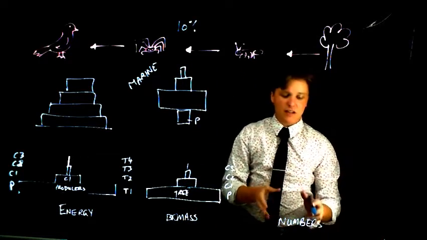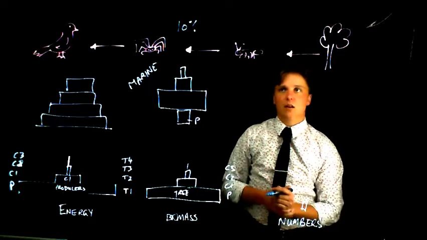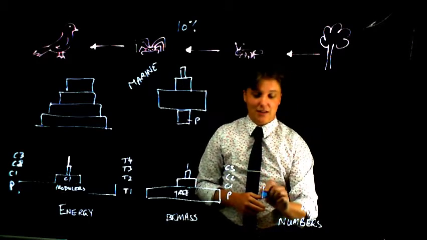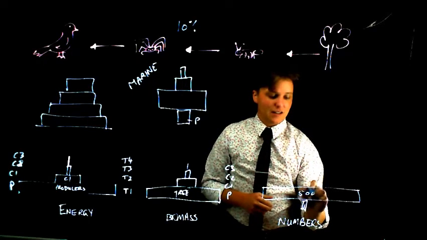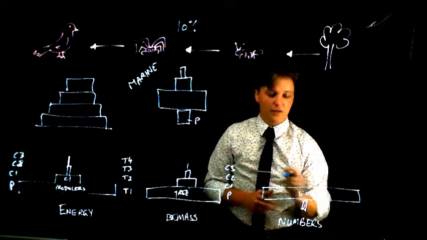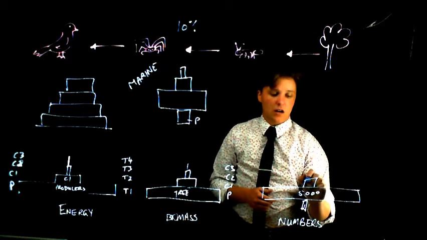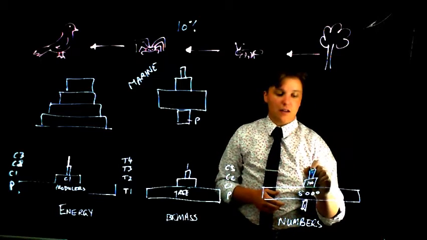Numbers, this is where it gets a bit different. Numbers, I've got one tree. Then, in terms of ants, I might have 5,000 ants. And so we start getting into a bit of an inversion here. Then with spiders, we might have 100 spiders, and then with birds, we might have 10.